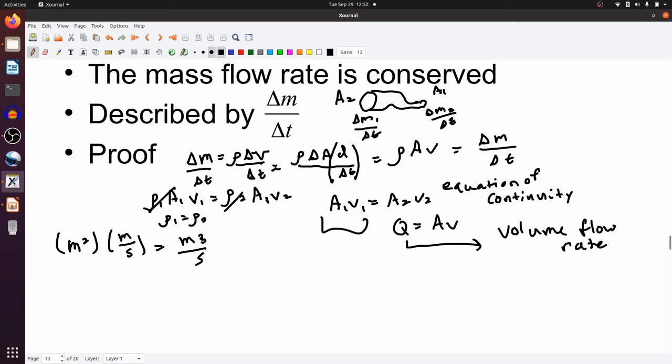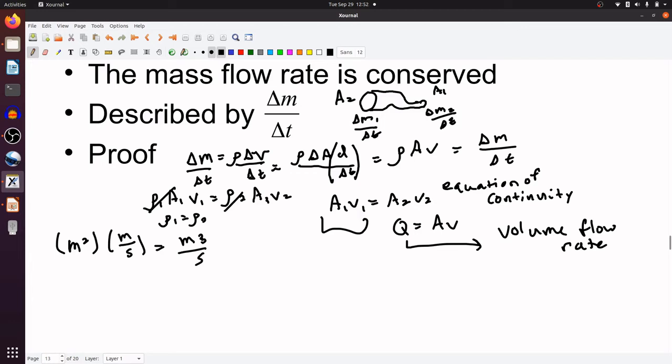The volume flow rate is an area times the velocity. So if you know the area of, say, your pipe and the velocity of the fluid going through it, you can get your volumetric flow rate, which is actually pretty common out there. Even like if you're building ducts or you do HVAC, you have to kind of figure out volumetric flow rate.